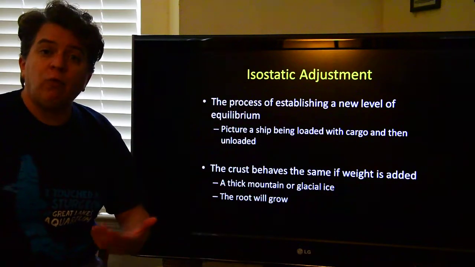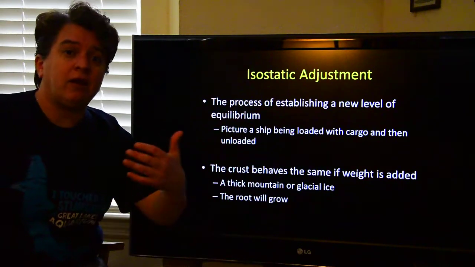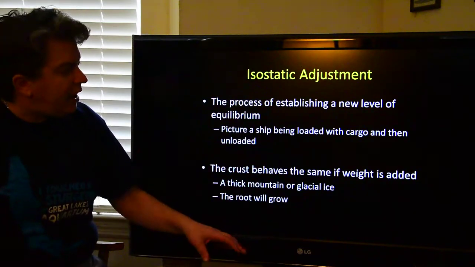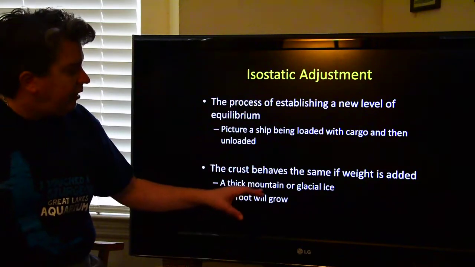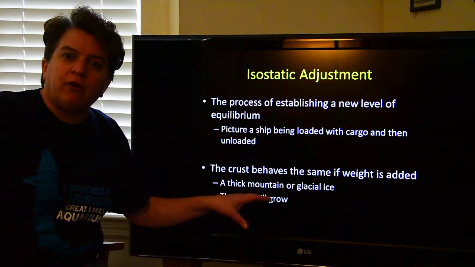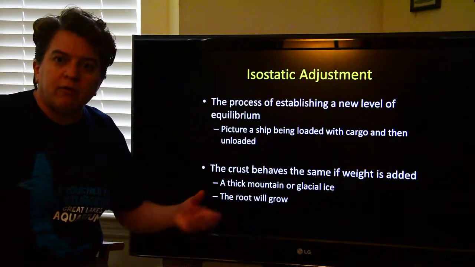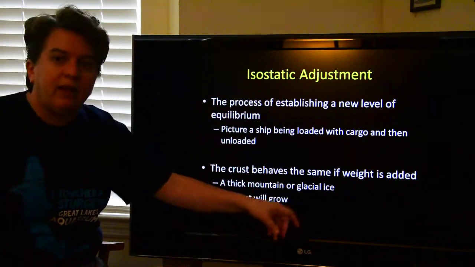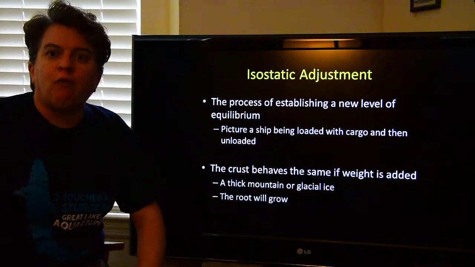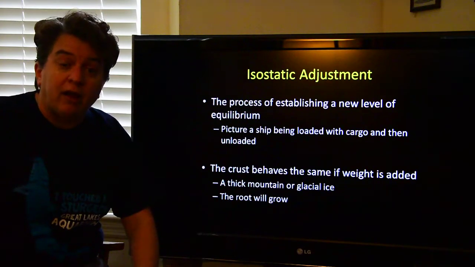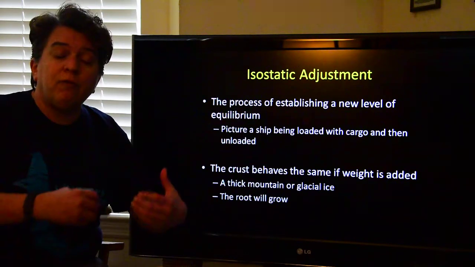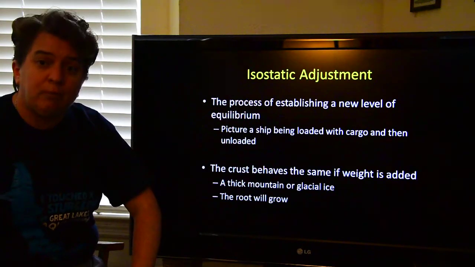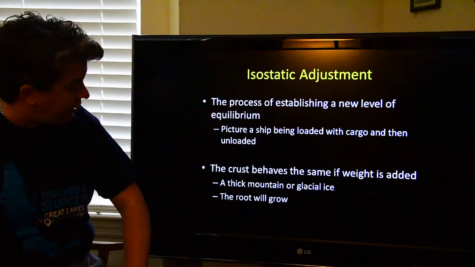But when we think of weight being added to the crust, we're not adding cargo. It's any kind of weight, like thicker crust, like a big mountain. A big mountain's going to weigh a lot because there's a lot of rock there. Or if we add a glacier, that might be 3-4 kilometers thick of ice. That's going to weigh a lot. And so if we add this weight, the crust is going to sink a little bit deeper into the earth.